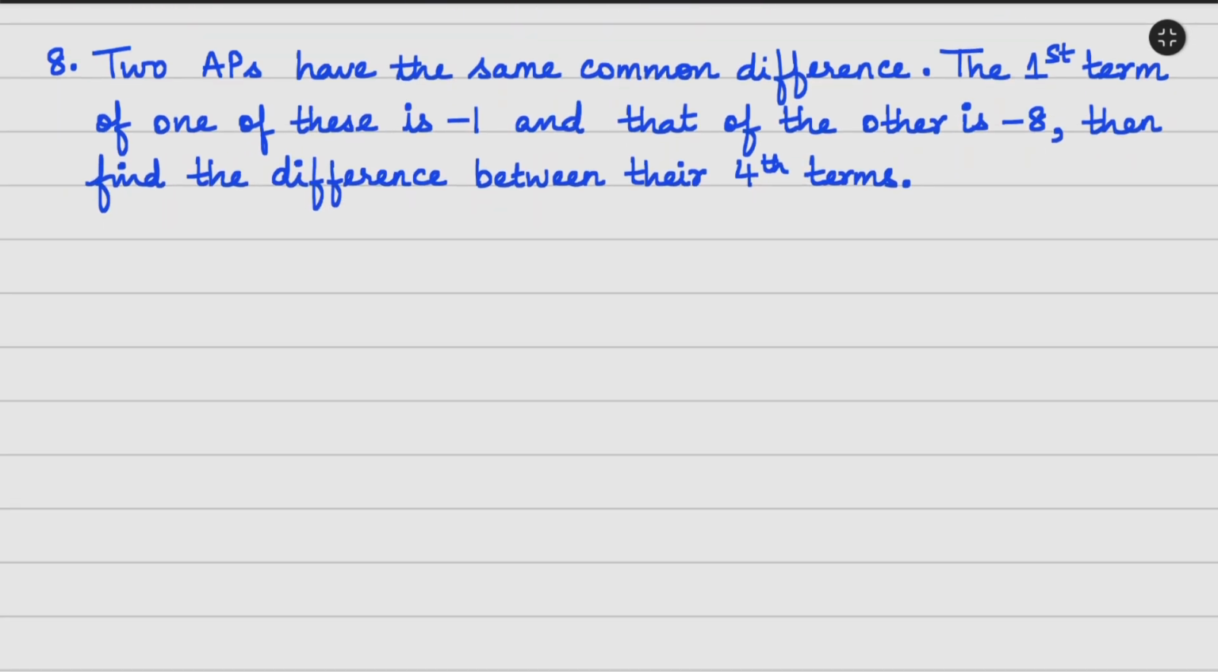Two APs have the same common difference. The first term of one of these is minus 1 and that of the other is minus 8. Then find the difference between their fourth terms. Again, there are two APs. This is your first AP and this is your second AP. The first AP, the first term is given as minus 1. For the second AP, let's keep it as A1 dash. It's equal to minus 8. Right? The common difference, we don't know. It's the same between the two APs. You have to find the difference between the fourth term.